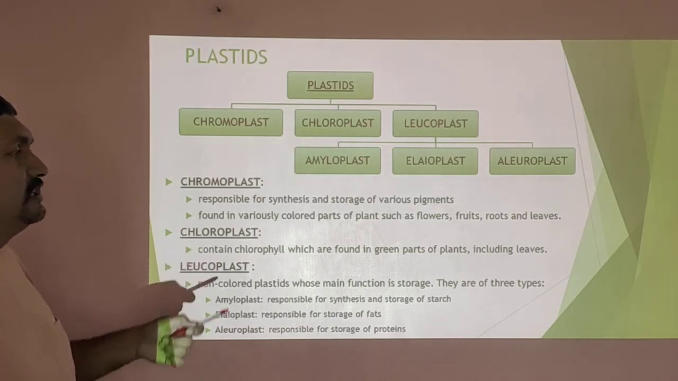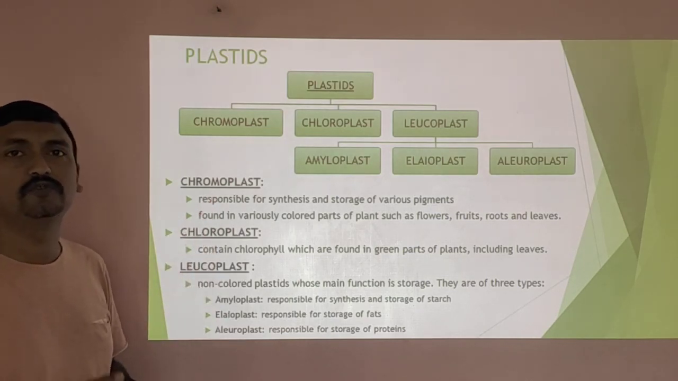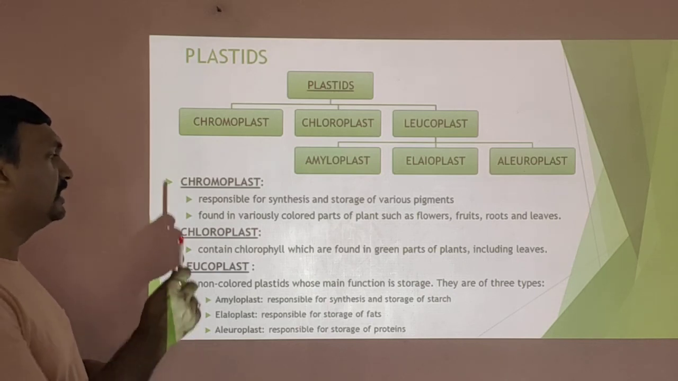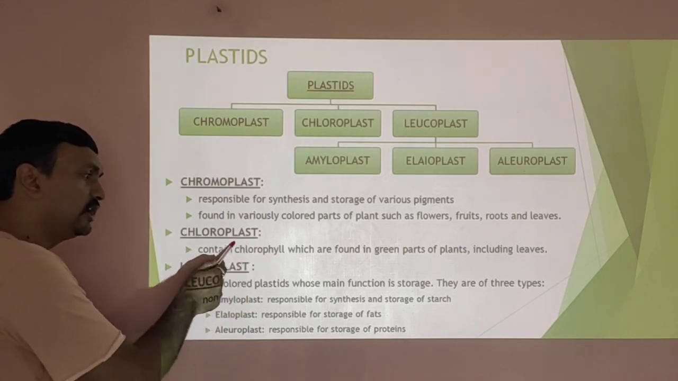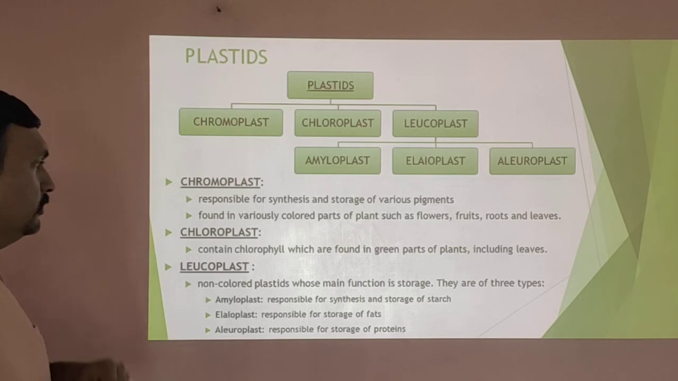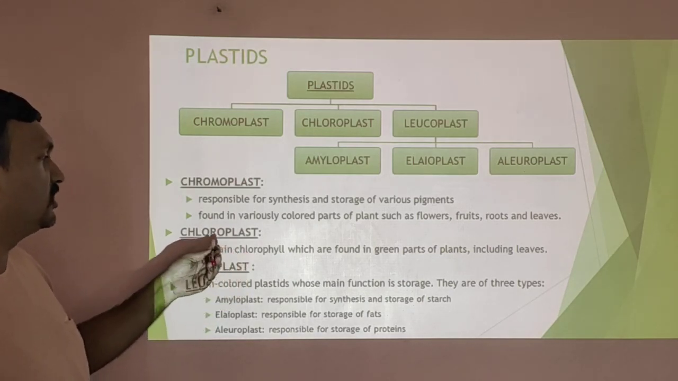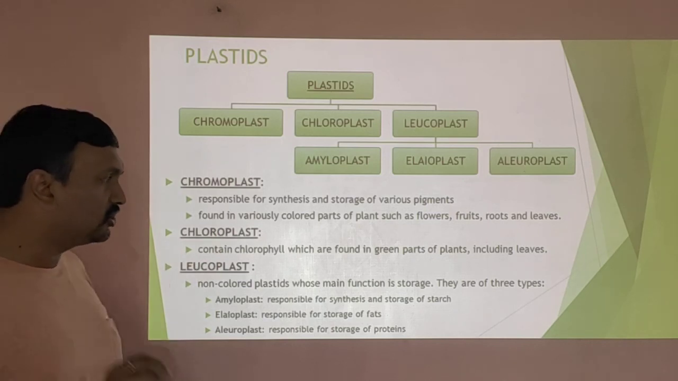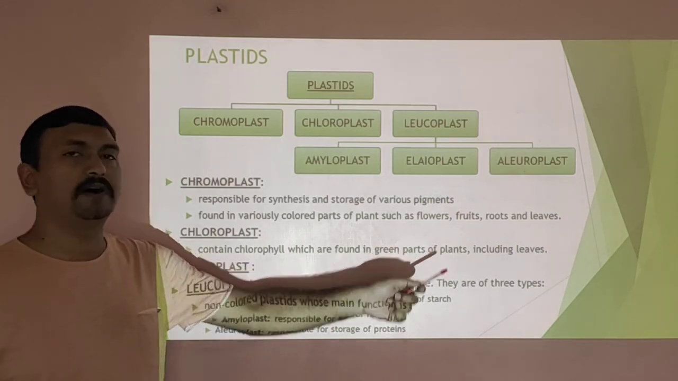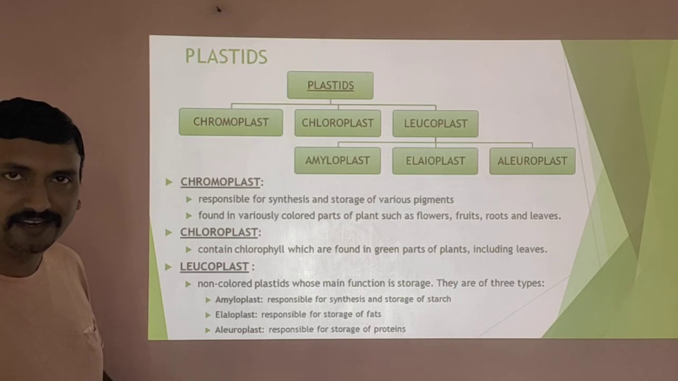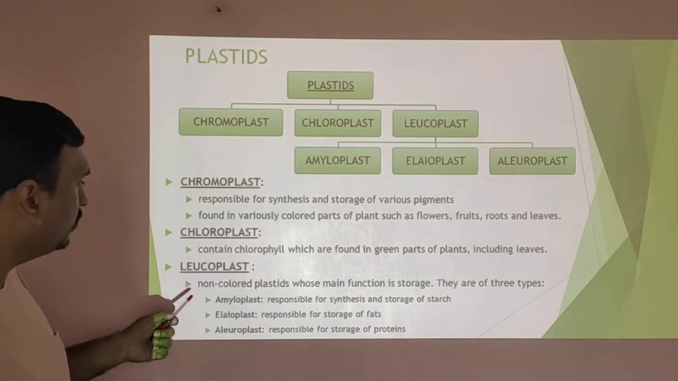Chloroplast, however, is the specialized chromoplast which is green in color because it has a special pigment known as chlorophyll. So these chlorophyll-containing chromoplasts are called chloroplasts, which are only found in the green parts of the plant and most predominantly in the leaves.